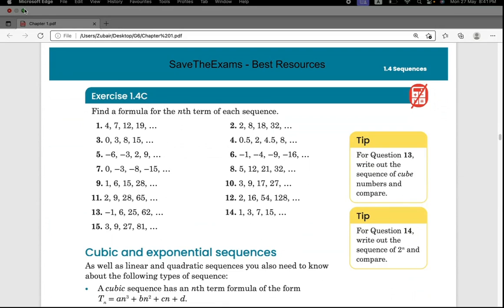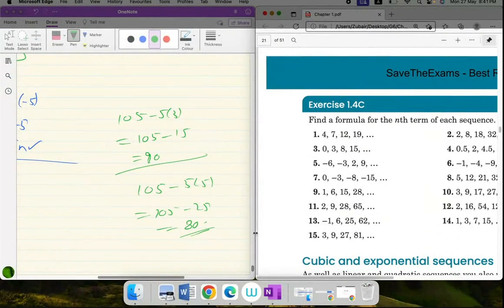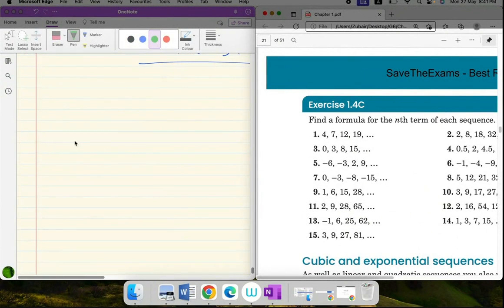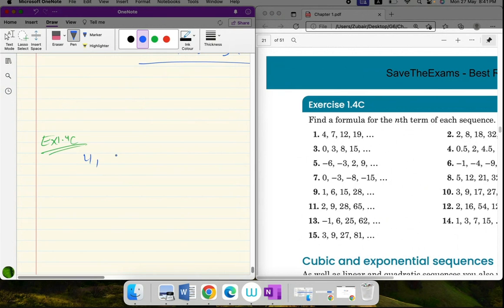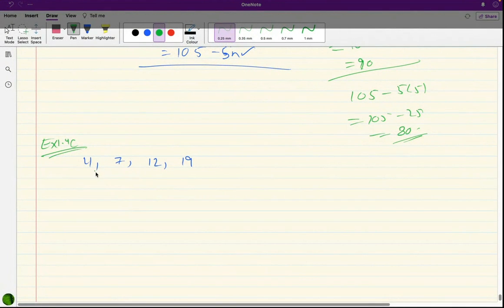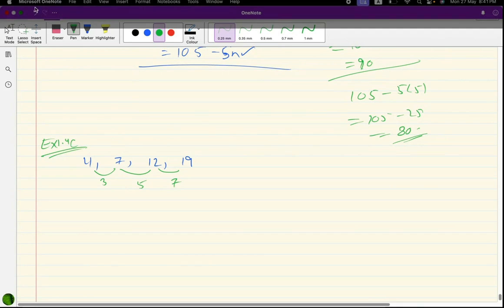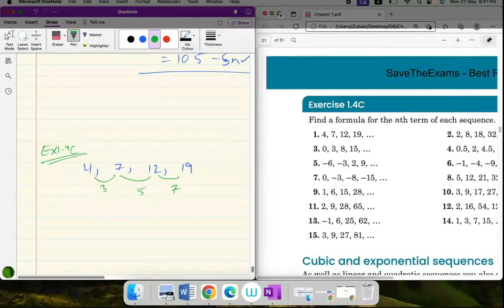Okay, let's try question number 1. 4, 7, 12, and 19. Now the first difference is 3, then 5, and then 7.